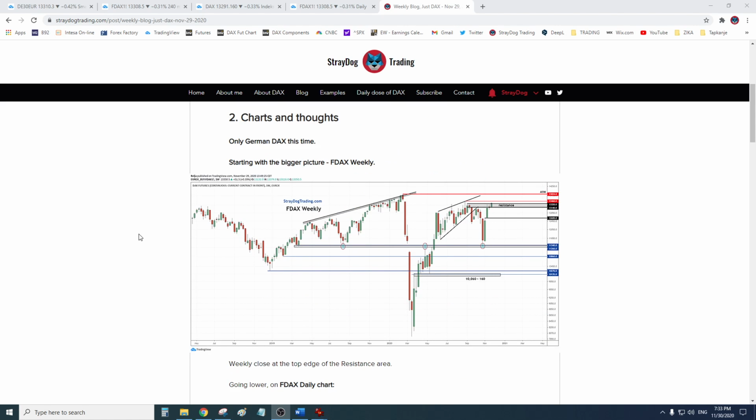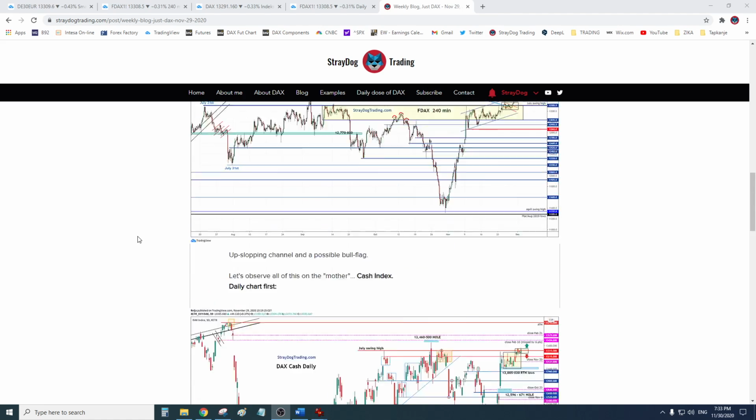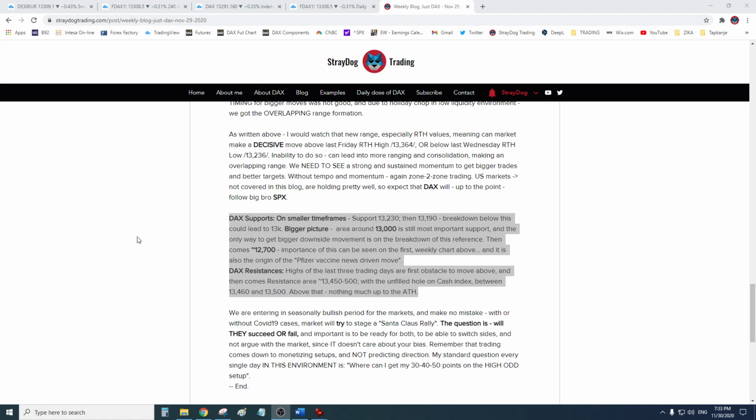in this blog we got the large time frame charts of futures and on cash index, and also here a list of supports and resistances. So support 12,240, lower end of a new range, which formed today, low of the day. Then highs of the last 3 trading days that were the first obstacle to move above, and then comes the resistance area 450 to 500, more precise on the zones chart, and that zone marked the high of the day.